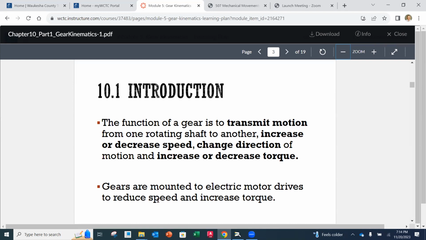Okay. Gears are mounted to electric motor drives to reduce speed and increase torque. So for instance, and I think it's probably coming actually in this example, in this chapter, but think about when you're at the grocery store and you're at the checkout line. The conveyor that is going to take your groceries from one end to the other, down underneath, there's going to be a motor somewhere, and it's going to have a gear drive on it. And that motor is going at a pretty high speed, sometimes 900, 1200, 1700 RPMs. But that's not very usable, especially for a grocery conveyor.